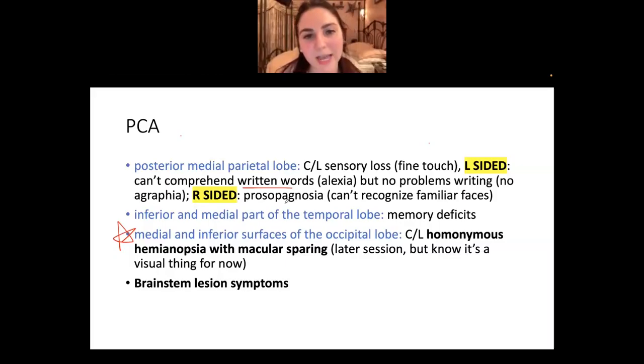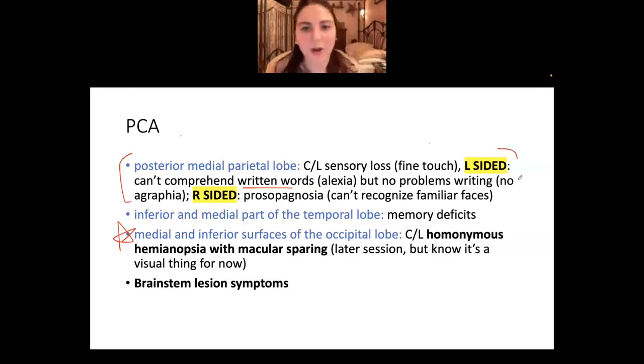you'll see prosopagnosia, which is where you can't recognize familiar faces. So let's say you're at home and you have a right-sided PCA stroke, then you wake up and you see your dad, but you're like, I have no idea who that is, I've never seen that person before. It's not really amnesia. You know that there's someone, but you don't know who they are. It's really odd. That's prosopagnosia. I don't think I'm saying that right.